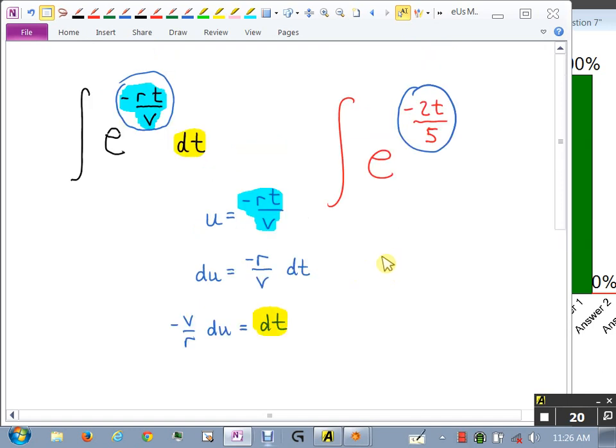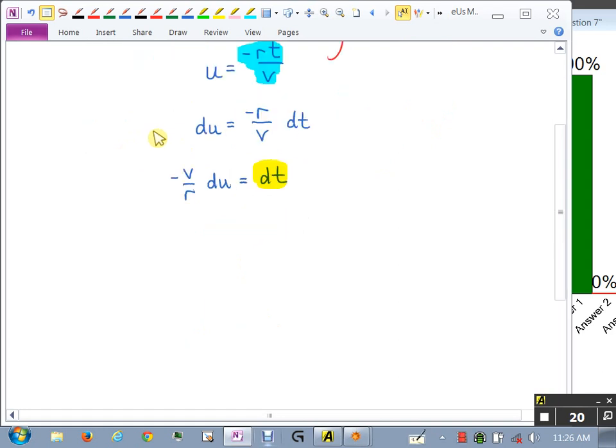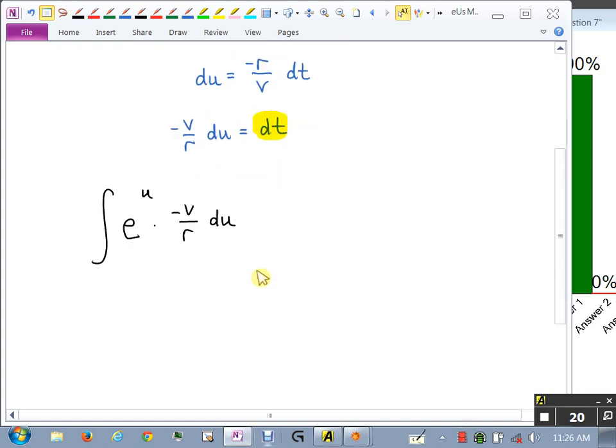Okay, how am I going to rewrite the integral? What does this become? Integral e to the u. Okay, that part's pretty clean, I think. And then I'm replacing times negative v over r du. Okay, now what can I do before I take the antiderivative to lessen the confusion of what I'm looking at here? Pull the constant out. The constant is negative v over r. And then now you're looking at the antiderivative of e to the u du.